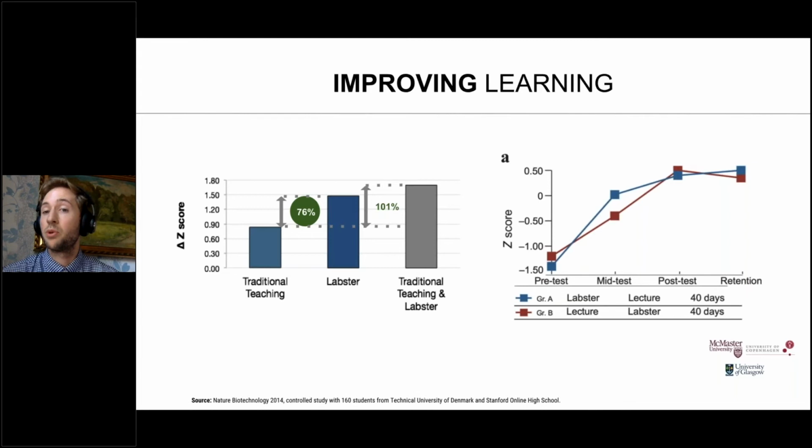However, most interestingly for me within this study, what was found was that 40 days later, in the retention test, it was found statistically significantly that there was no change, no drop off in student scores. So they had retained that information gained using this flipped classroom approach very, very well.